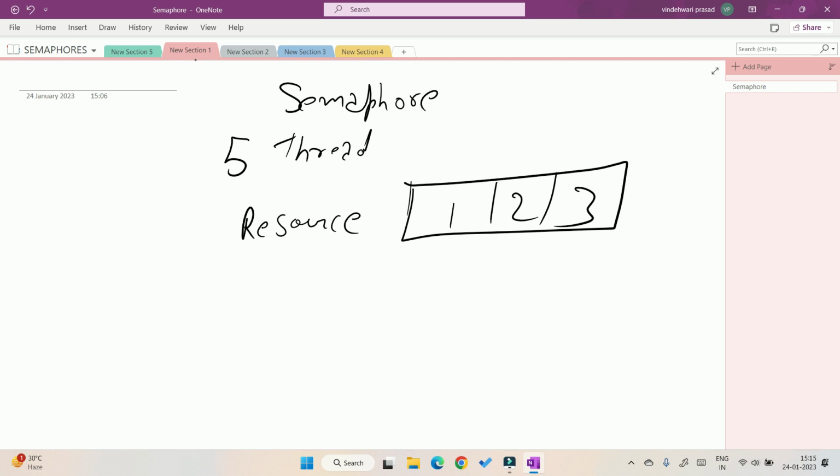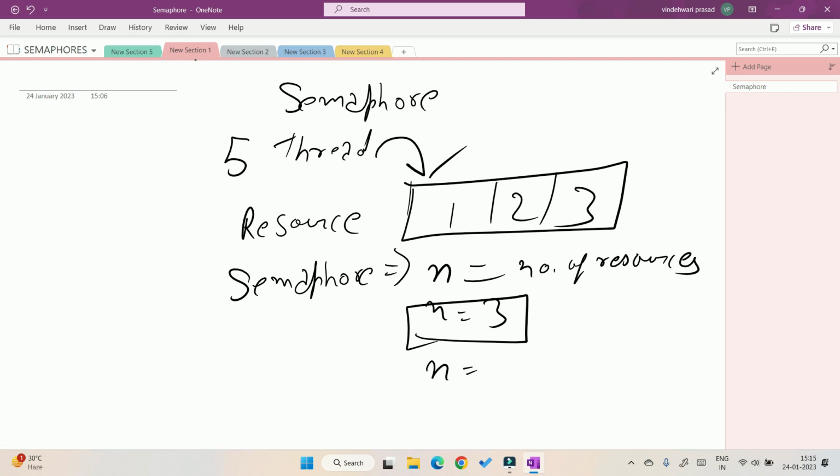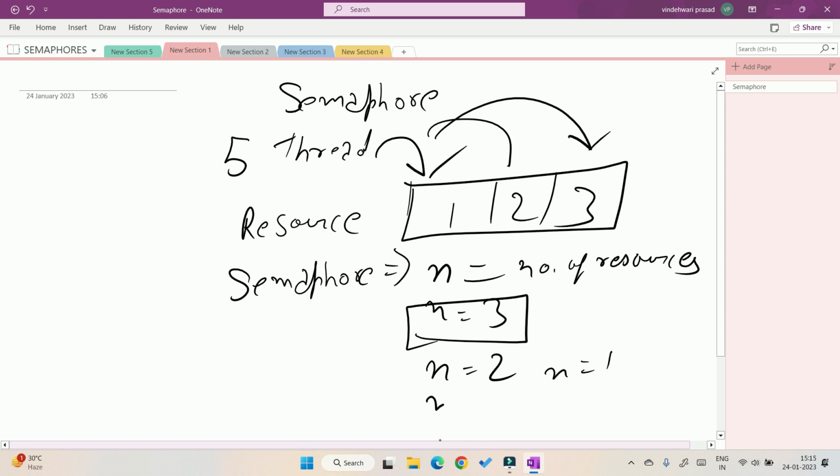Here there will be one thing called semaphore. What will semaphore do? Semaphore has a number n, and n is equal to the number of resources. Here n equals 3. So when any thread acquires the resource, the number n gets decreased by 1. So it becomes n equals 2. If any other thread acquires it, it becomes n equals 1. If this is also acquired by someone, it becomes n equals 0.